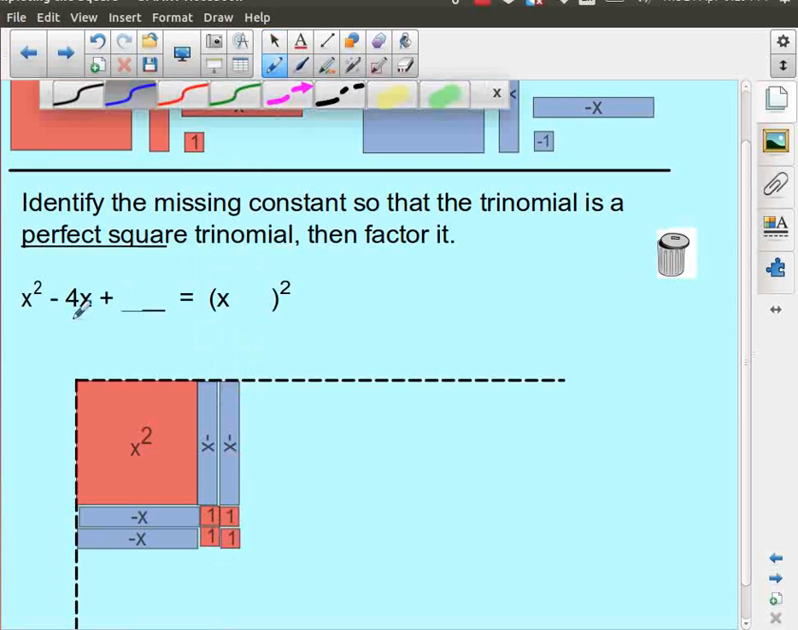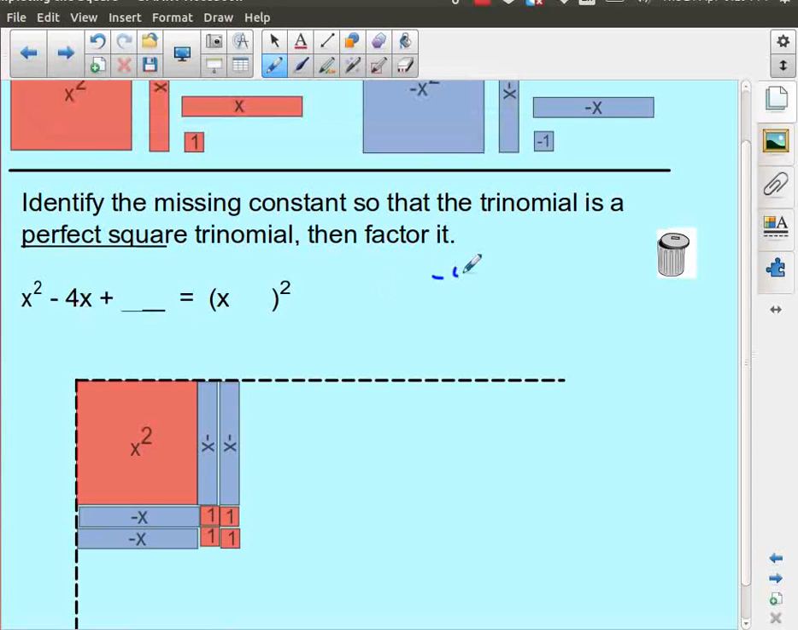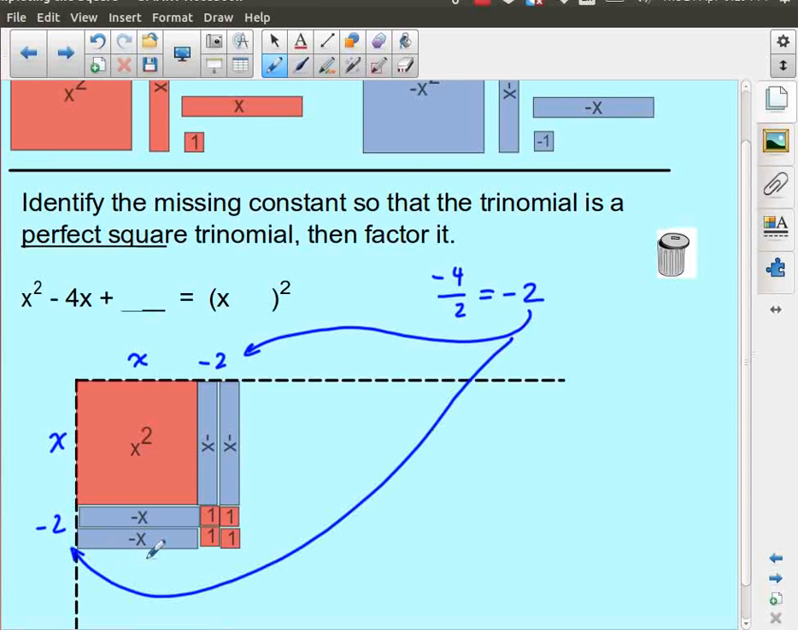So one thing is I took this number negative 4, and I divided it by 2. So negative 4 divided by 2, that's negative 2. And notice that I have an x here and an x here. This negative 2 went here and down there. And so our answer here is plus 4, and our answer inside the factor is negative 2. So this idea of taking the coefficient from the x term and dividing by 2, we're going to make use of that as well.